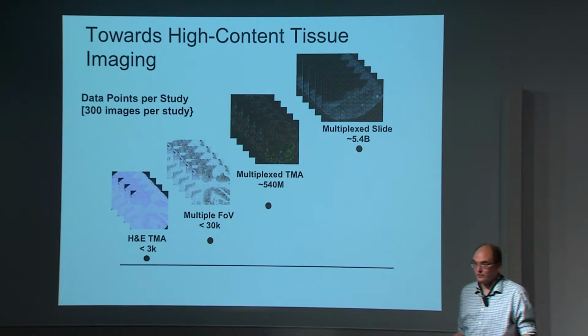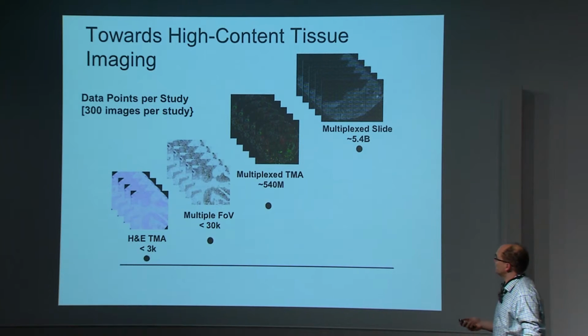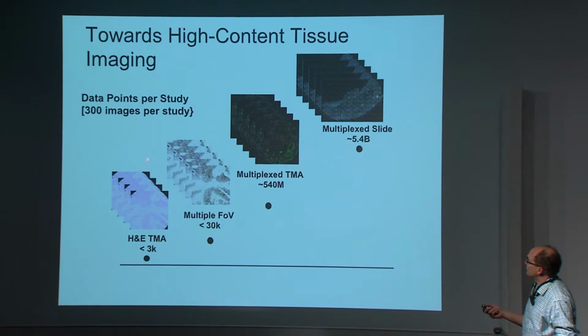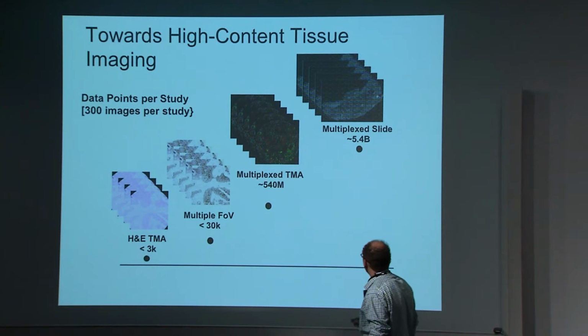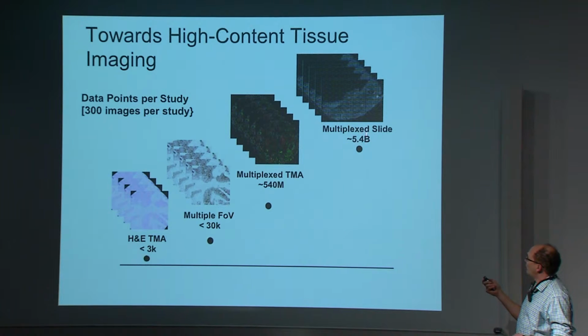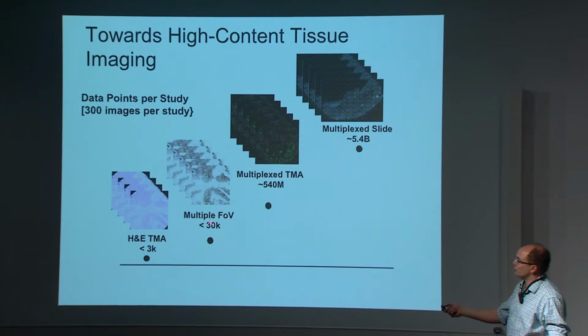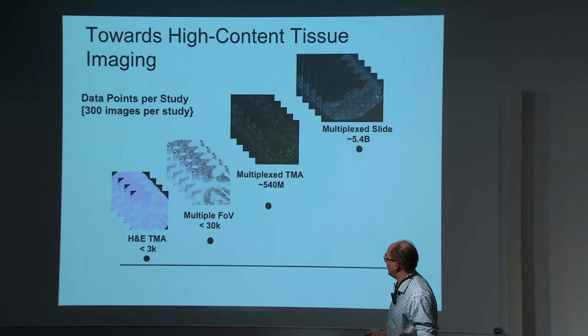Now say you have a small study, 300 images per study, which is really not a lot. That doesn't even mean 300 patients. You go from 3,000 measurements to 4.5 billion measurements. And the question is now, what information is in these 4.5 billion data points that was not contained in here? We don't really have a definite answer to that today.